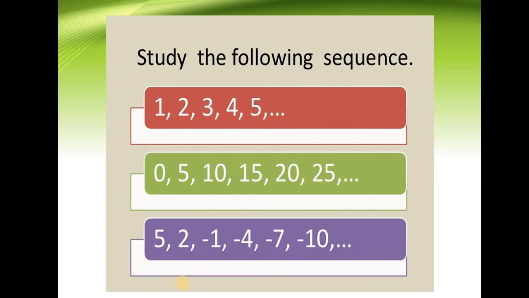In the last sequence, if we add minus 3 with the first term 5, we get the second term. Looking at this sequence, if we add minus 3, we get 2. If we add minus 3, we get minus 1. So this is an example of an arithmetic sequence with common difference d equal to minus 3.